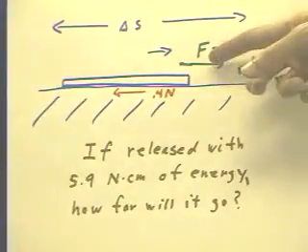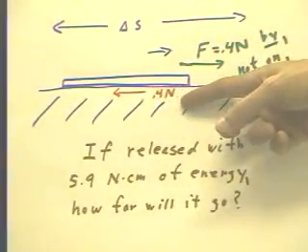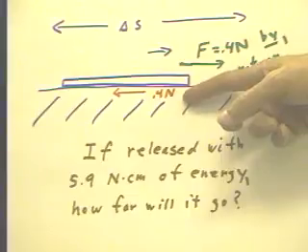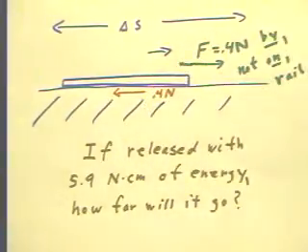Okay, so these are not two forces acting on the rail. The only force acting on the rail is the 0.4 newtons. The only force pictured here that's acting on the rail is the 0.4 newtons, and that force is going to tend to slow the rail down. This is an important distinction that we need to be careful about.